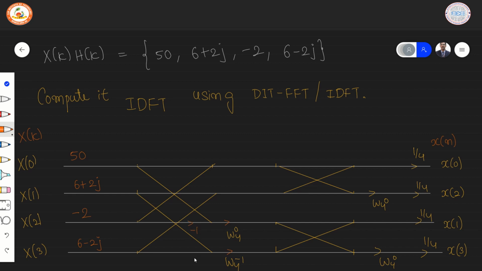Once again, we realize we are doing addition and subtraction operations. So adding the values 50 and minus 2, we get the answer, which is equal to 48. Next, we have to do 50 minus 2. The answer will be 52.